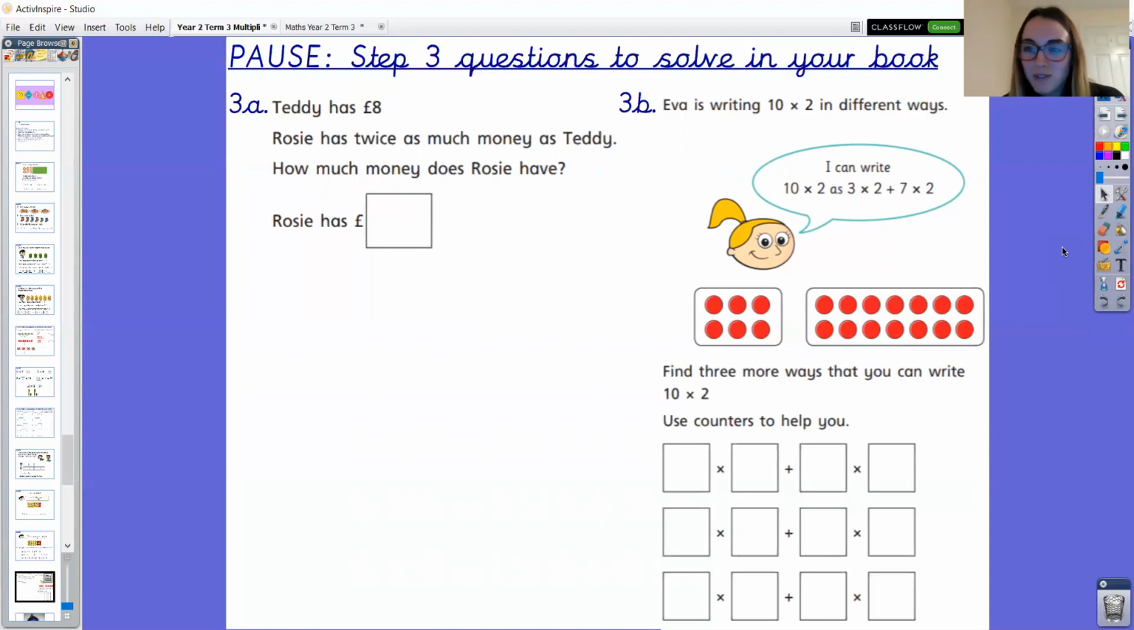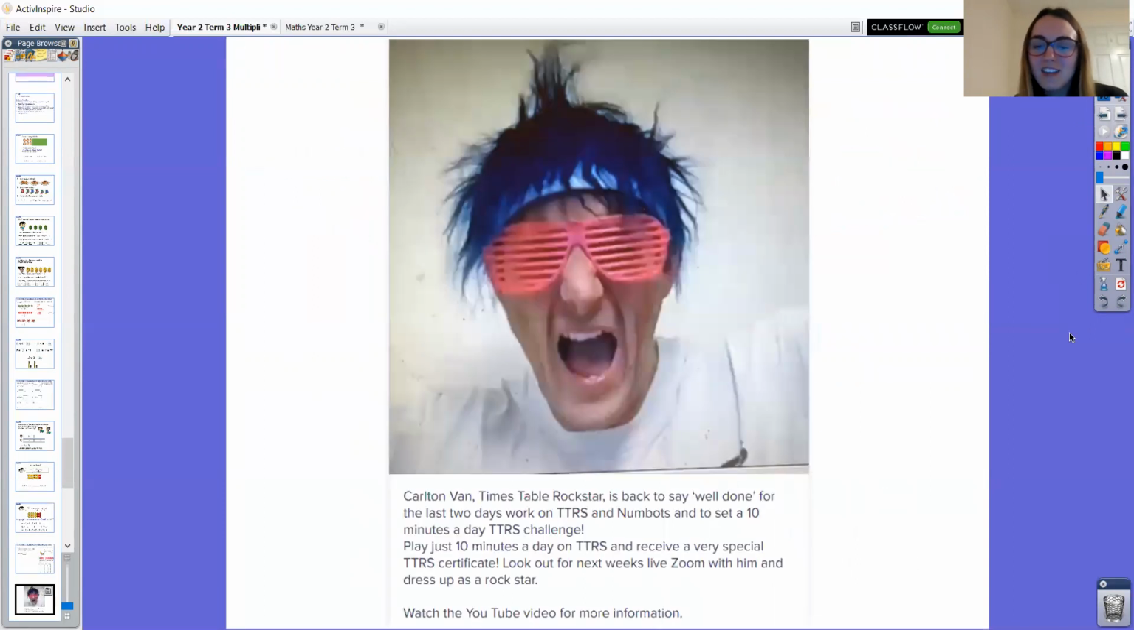Well done, Year 2. I am so proud of you. So before we move on to the answers, I wanted to share something with you that you may have already seen on Class Dojo, on the home story. But here is Carlton Van, our times table rock star. Okay, he's made a special visit to encourage us all to spend 10 minutes a day on Times Table Rock Stars, especially now that we're learning them in class. It would be amazing if you could go and consolidate your 2 times table by practicing on Times Table Rock Stars. It says play just 10 minutes a day on Times Table Rock Stars and receive a very special Times Table Rock Star certificate. Look out for next week's live Zoom with Carlton Van and dress up as a rock star. Okay, so I'll be looking out for that, Year 2.